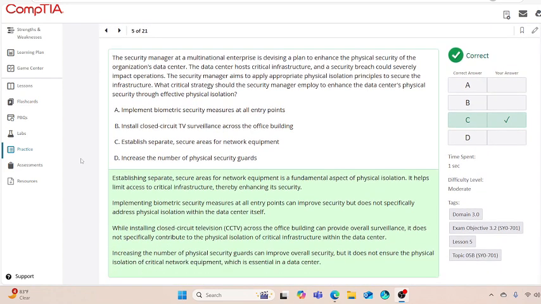Establish separate secure areas for network equipment. Establishing separate secure areas for network equipment is a fundamental aspect of physical isolation. It helps to limit access to critical infrastructure, thereby enhancing its security.